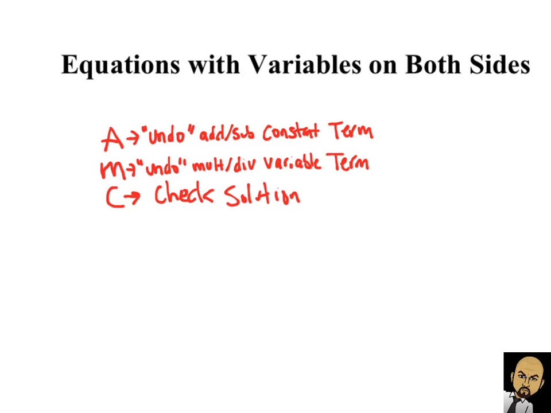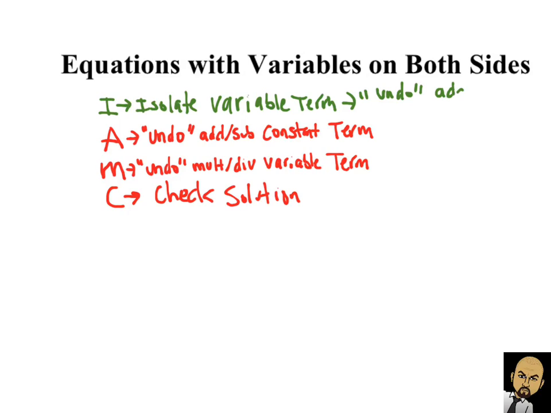This year we're going to add a step before all these, which is going to be represented by the letter I, which means isolate the variable term. You're going to have variable terms on both sides, and so you're going to have to undo either adding or subtracting of a variable term. So if your variable term is positive, you undo it by subtracting. And if your variable term is negative, you undo it by adding.